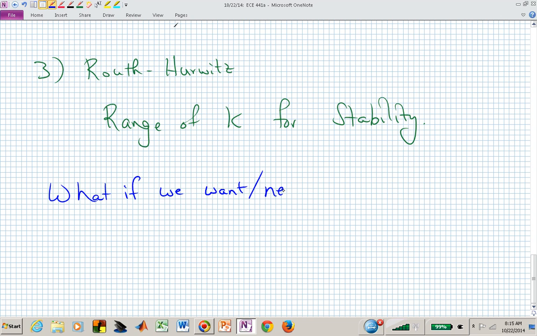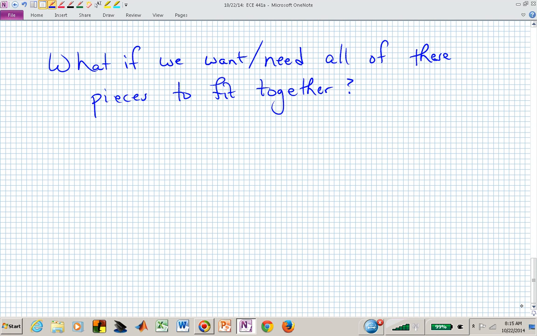Maybe you don't want to, but your boss needs it, so I'll change that. What if we need all of this, or all of these pieces, to be put together or combined? Here's an example.